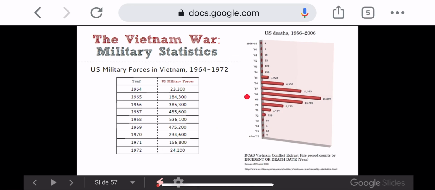Looking at the same graph, it shouldn't surprise you that 1968 also sees the highest number of American military deaths in Vietnam. Almost 17,000 Americans died in Vietnam in 1968. So it's pretty obvious that '68 is a big year. In that other textbook reading, Reading Guide Part 2, they actually identify 1968 as the tumultuous year. It's a really big, important year, and we're going to talk about why.